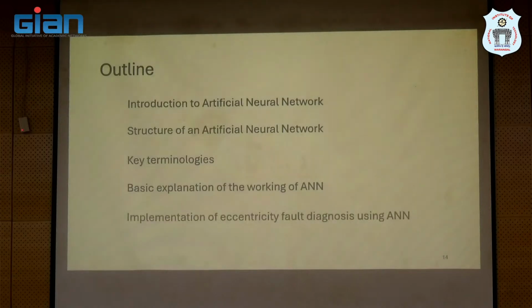Finally, the more important aspect from my perspective is how I have implemented this to diagnose eccentric fault from a healthy condition. That's the main intention. So maybe in the first 45 minutes or so, we will focus on the basics. In the next part, we will look into some implementational aspects.